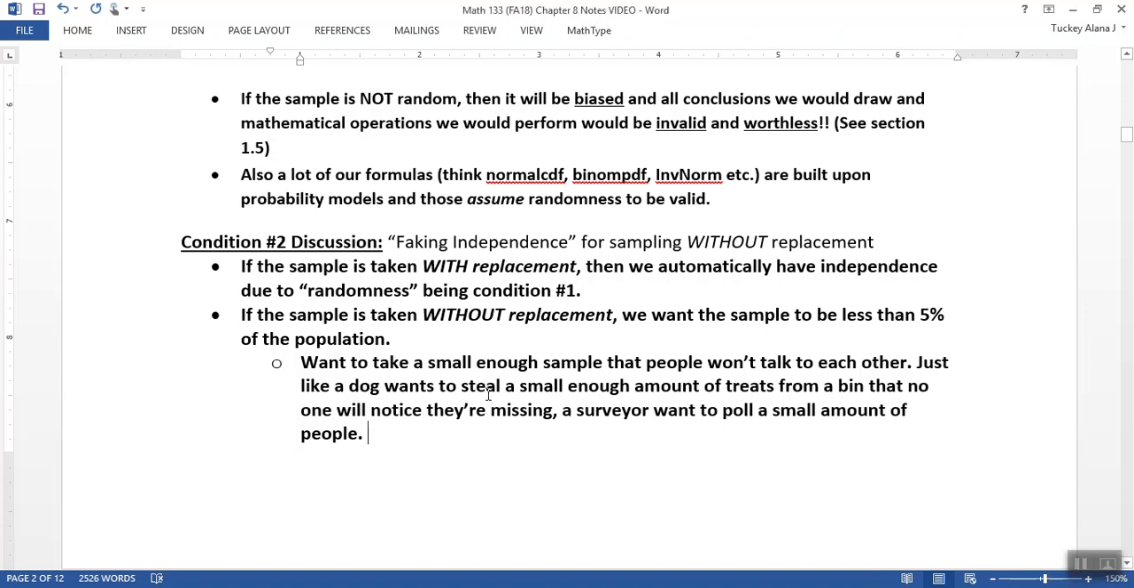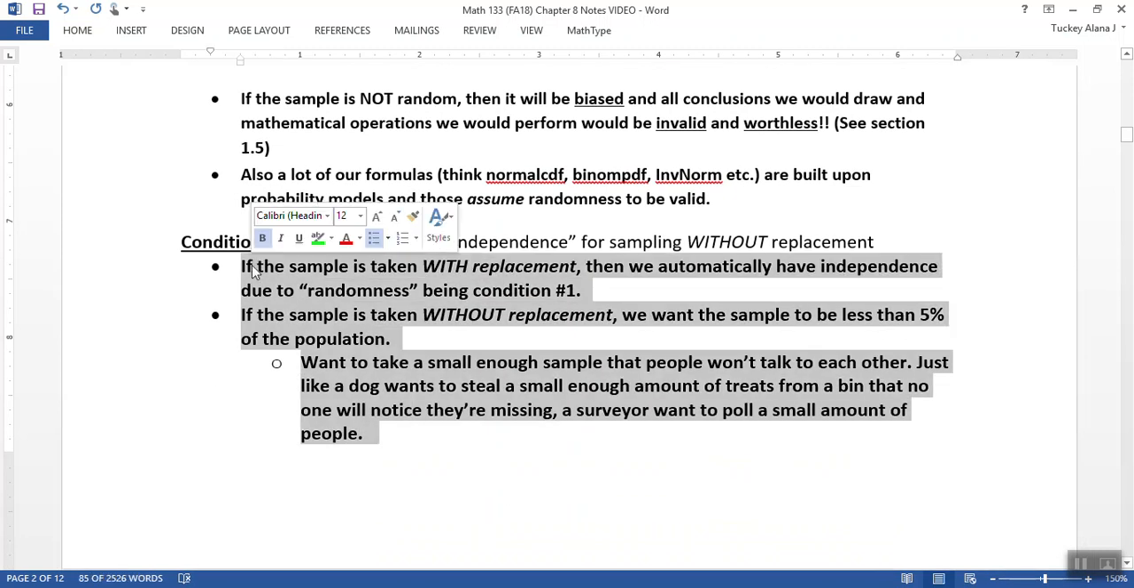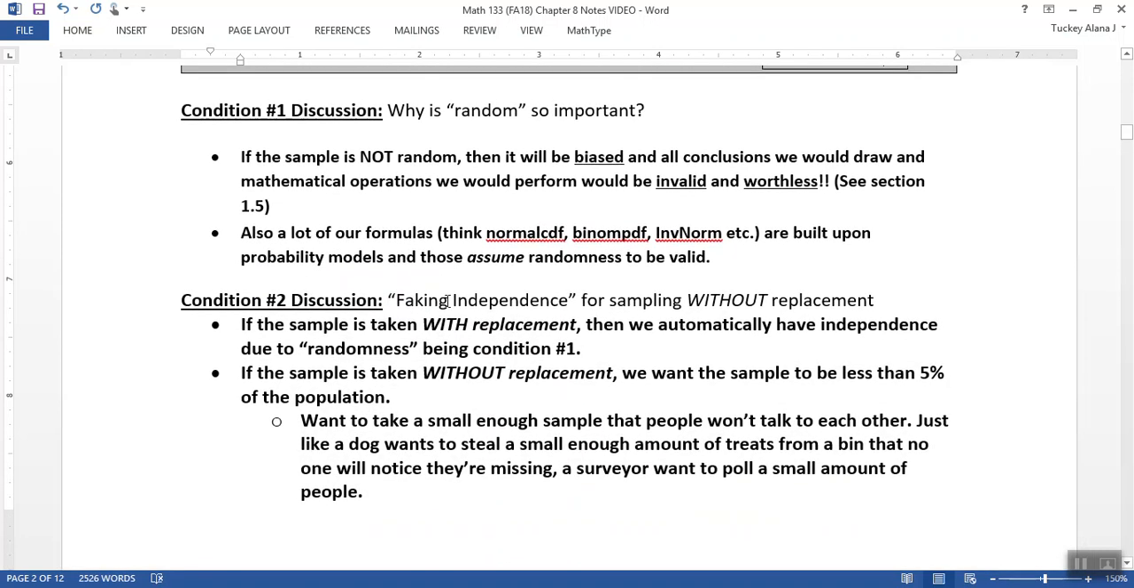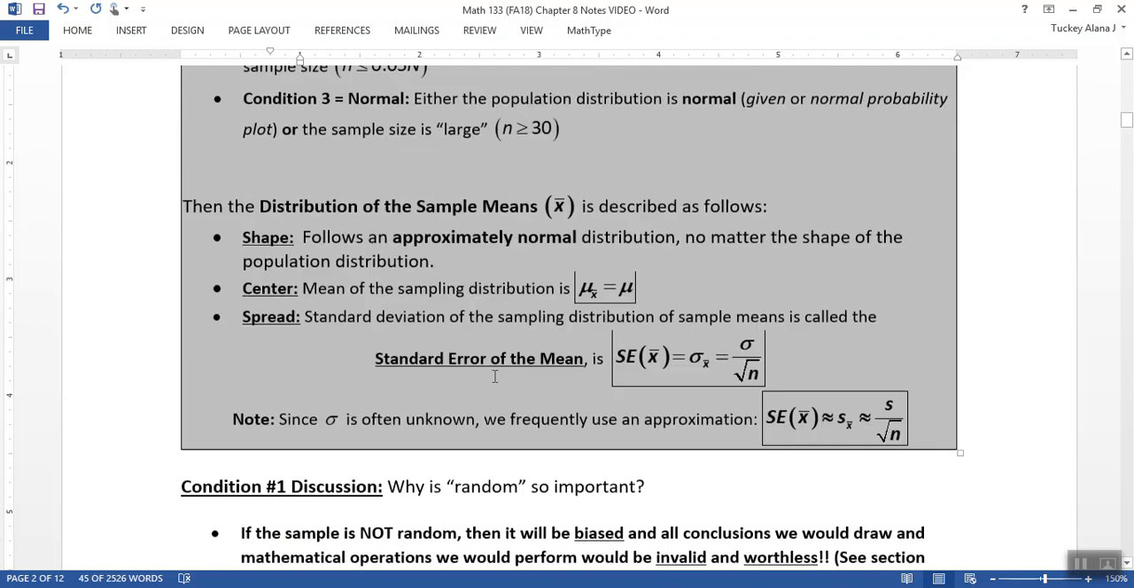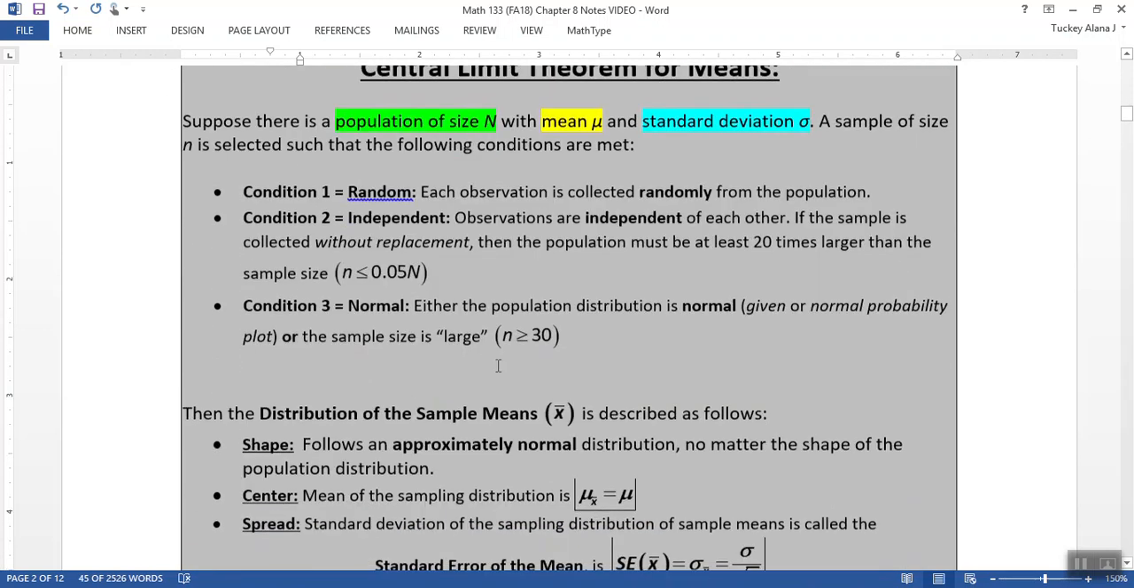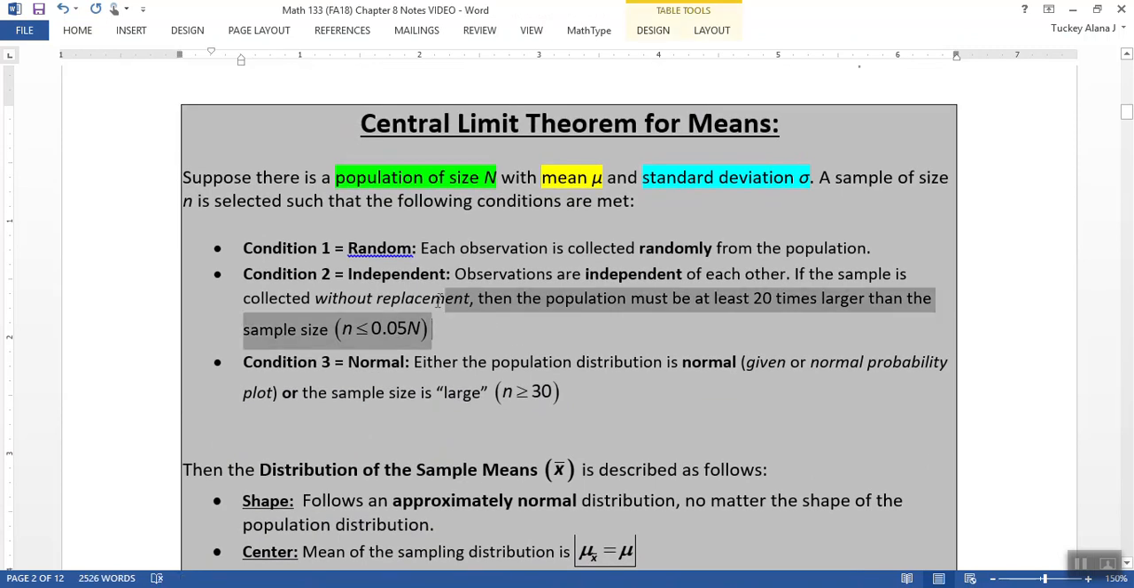Right, so it's a little esoteric, but it's an important concept, and it's going to come back a lot. So we kind of fake our way to independence, right? When we're doing it with replacement, we don't have to fake it. It is independent. When you're doing it without replacement, you want to be less than 5% of the population. And again, think of it as little kids trying to steal candy from a bin. You just don't want to steal so much candy that people notice, right? You don't want to call so many people and ask them questions that they're going to notice and ransack what you're trying to do.